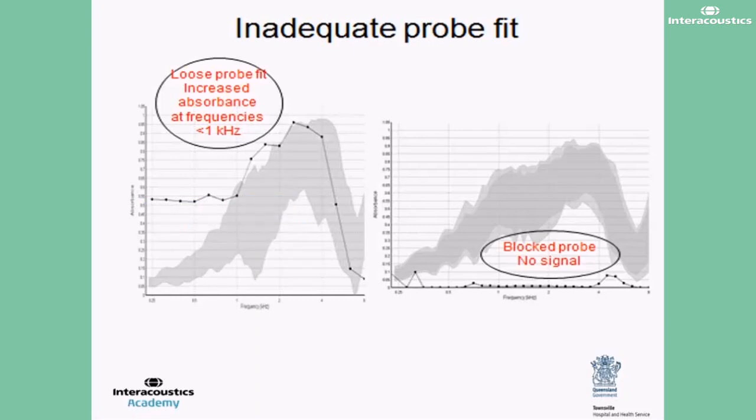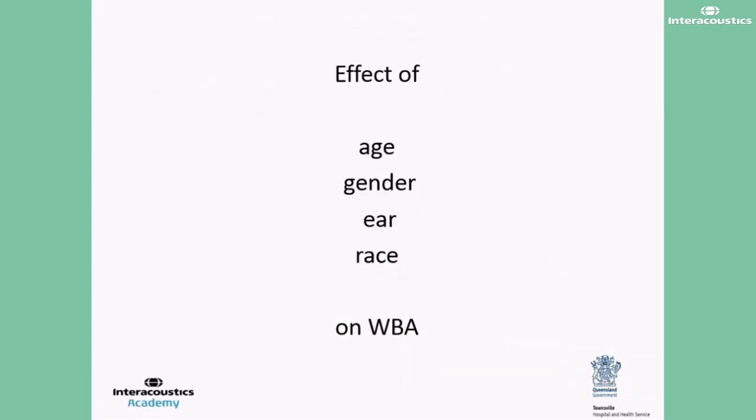So you need to make sure that the probe fit is adequate before you go on to testing the patients. Though we say a normative curve, there can be a lot of variations due to age, gender, ear, and race on wideband absorbance. It's quite important to understand the normal variations in absorbance due to these factors during the assessment of middle ear function. An understanding of normal variation will help you to determine whether a particular pattern is a normal variation or is suggestive of any middle ear dysfunction.